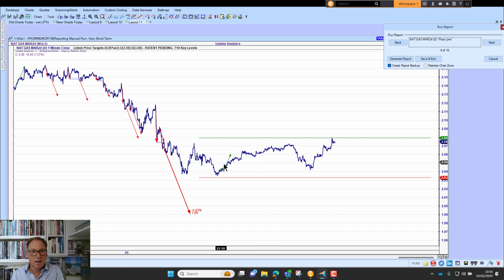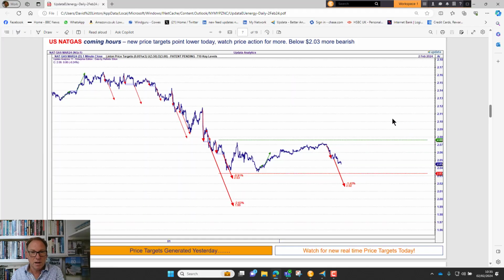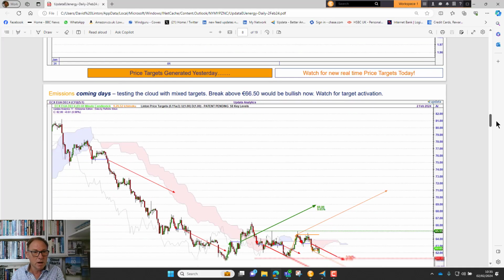And we see here, there was a little mini target. No big thrusts this morning, so we're not getting new targets. These were yesterday's targets, all downside targets. They rely on the thrust. So it's quite interesting that we're not seeing the thrust there on the target. So then we can move to emissions.